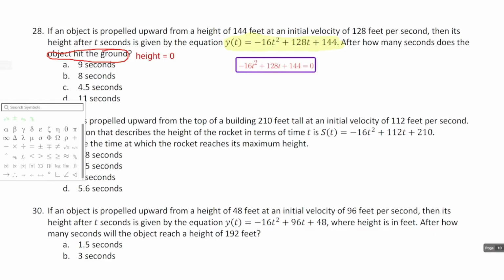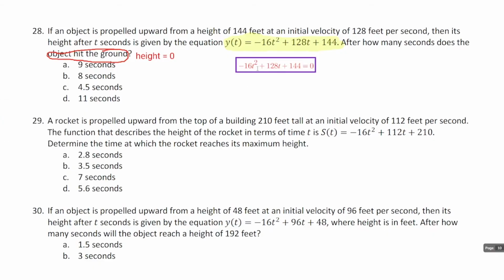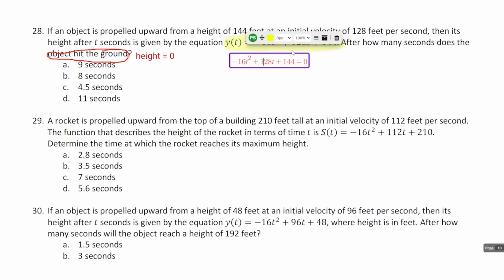Now I think we want to take advantage of the fact that this is a multiple choice question, and we could just plug in the values here for the number of seconds into t and see which one actually gives us a 0. We can also solve this using the quadratic formula, but I just think it's a lot easier to solve this by plugging in the answer choices. So that's what I'm going to do here.